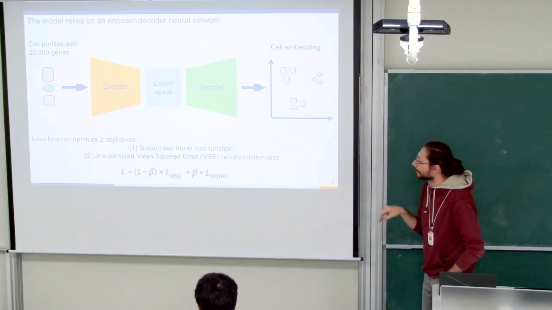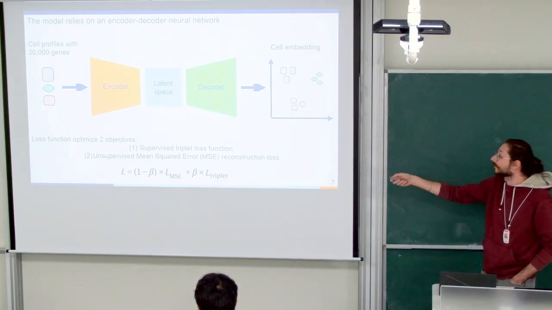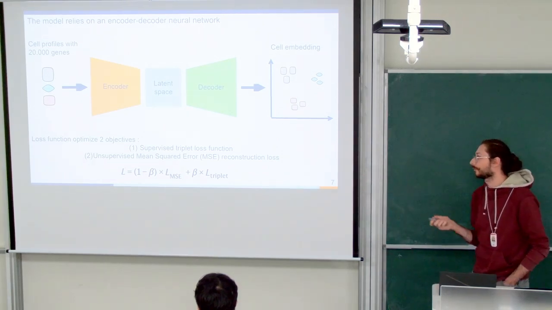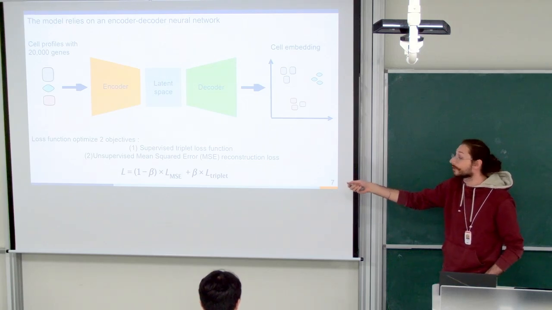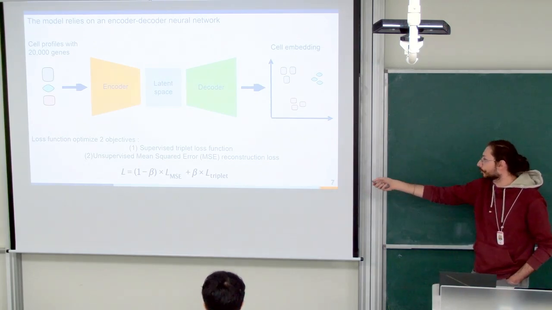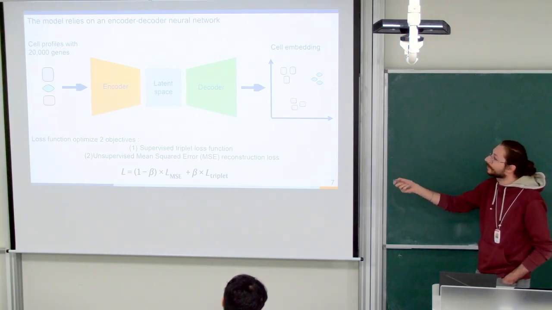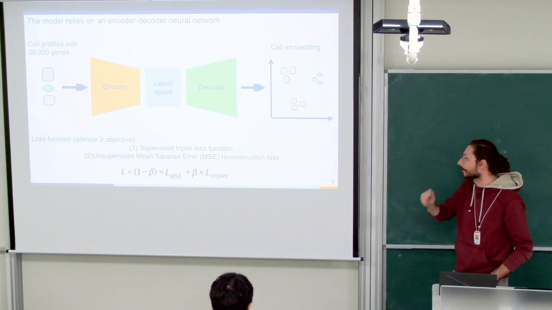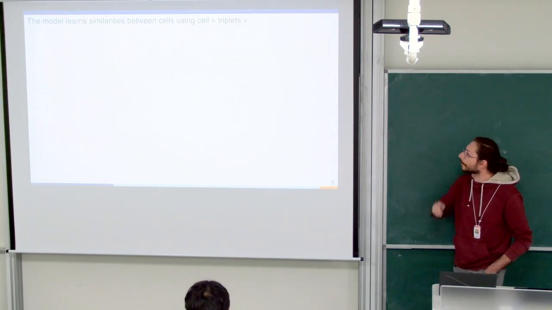For me, the true beauty of this model is not really the encoder-decoder itself, but the loss function. This loss function will optimize two objectives at the same time. One is a supervised triplet loss function, which I will describe later, and the other is an unsupervised mean square error reconstruction loss, which I will also describe. What is interesting here is that this whole system combines supervised and unsupervised clustering at the same time. We also have a parameter beta that we will describe again later.